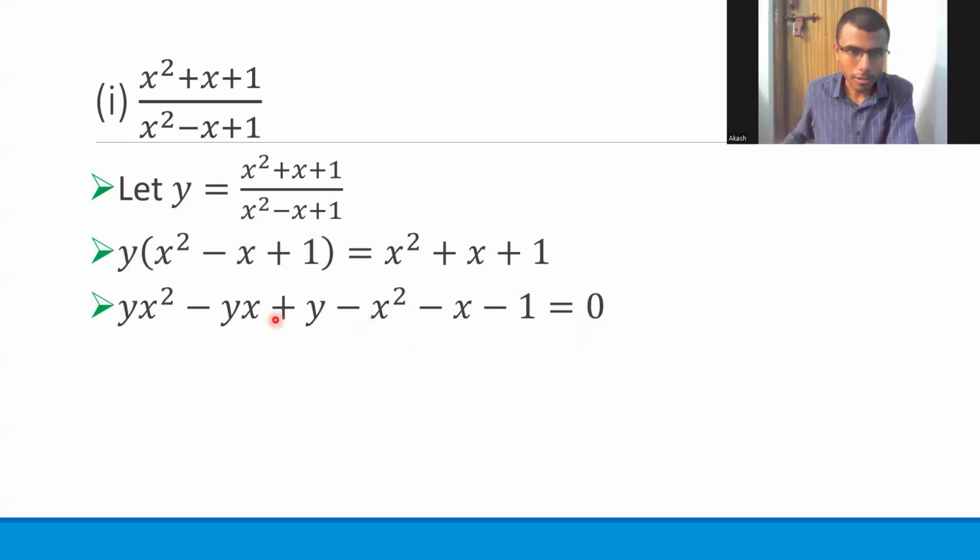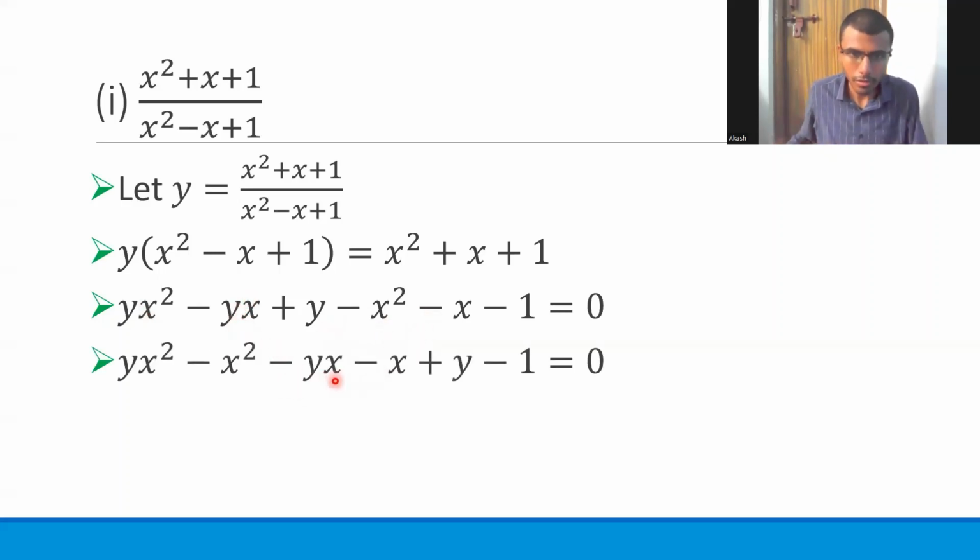Fine. Now what I'm going to do is bring the terms with x square together. Okay, they're already on one side. yx square minus x square minus yx minus x plus y minus 1. That's the order I'm going to arrange my terms. You could write this step or need not write it. It's up to you. You could directly come to this step as well.